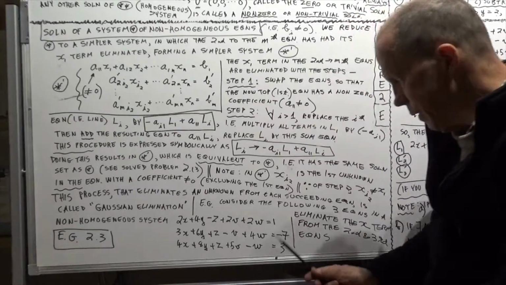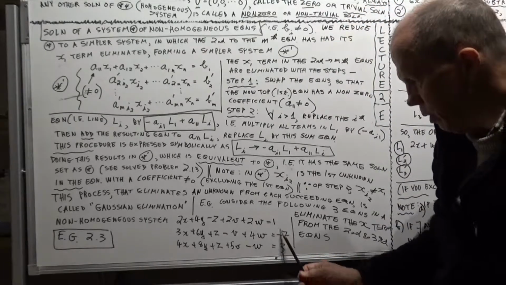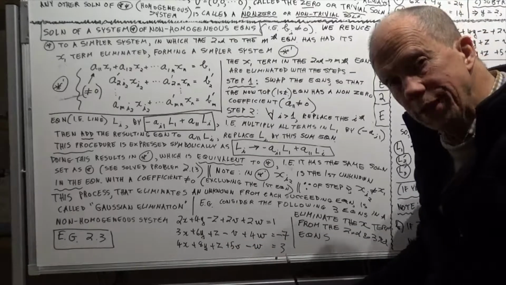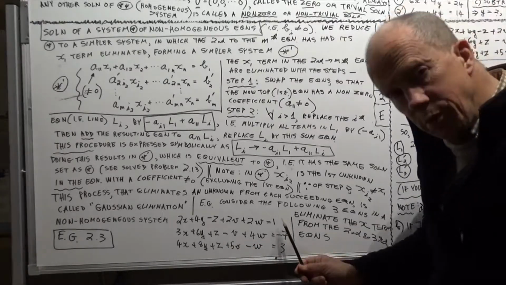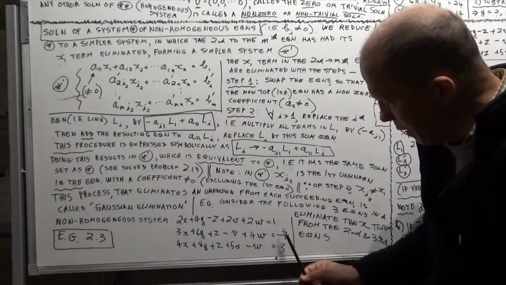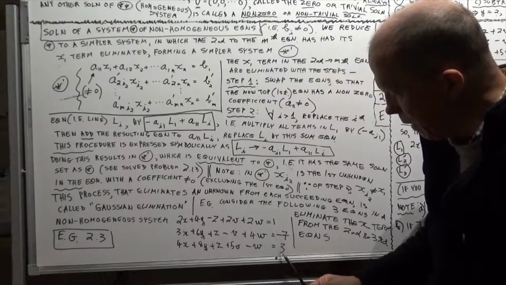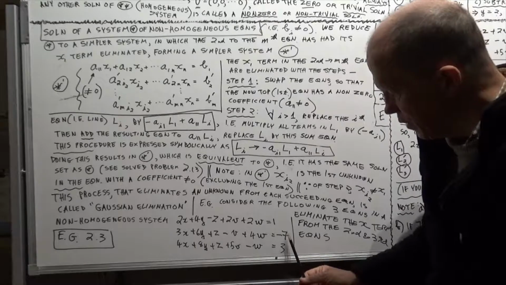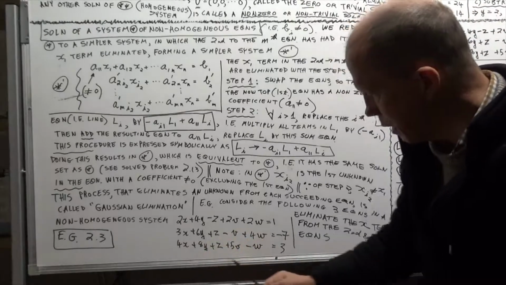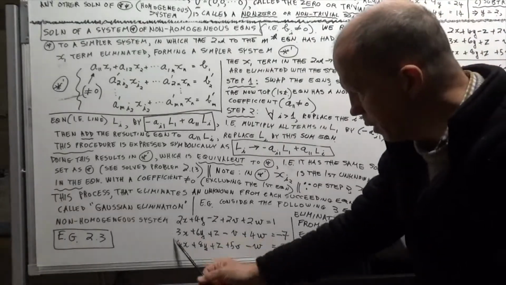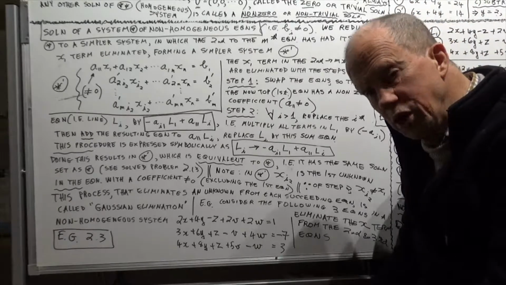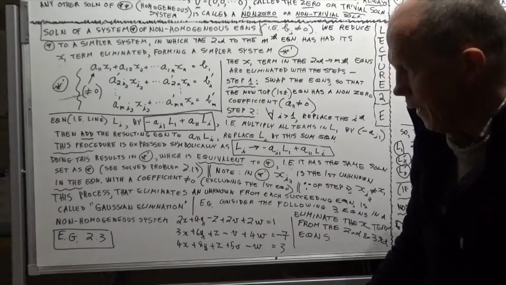And what we will do next is solve a non-homogeneous system. Remember, non-homogeneous means that at least one of the b's, one of the constants of the equations, is non-zero. In this case, they're all non-zero. So this system, this set of linear equations, is non-homogeneous, right?